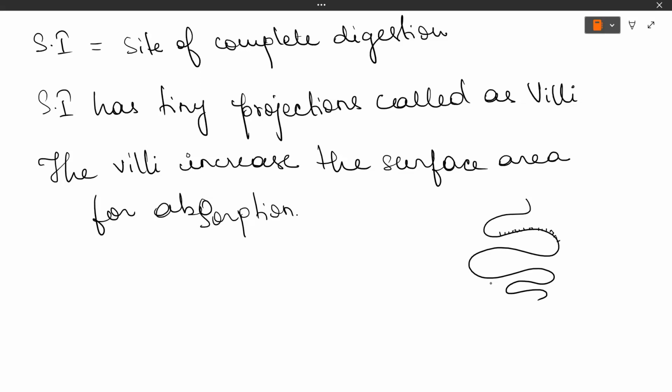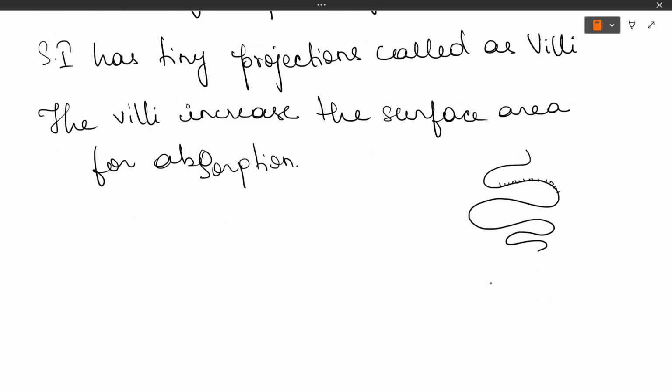So all the food that is finally digested, the nutrients or the digested food, is taken up by the walls of the small intestine. The walls of the small intestine absorb the food particles. Is it clear? And these villi that we are talking about, first of all, are there to increase the surface area.